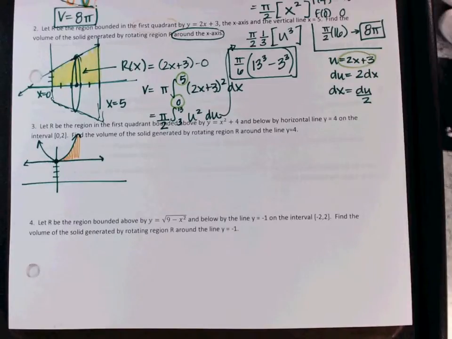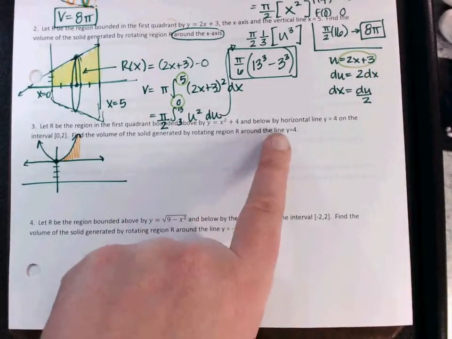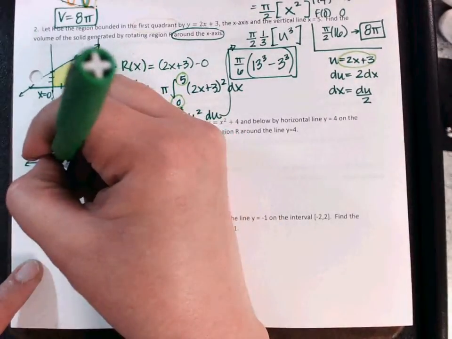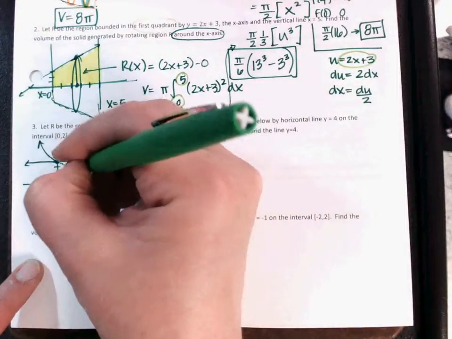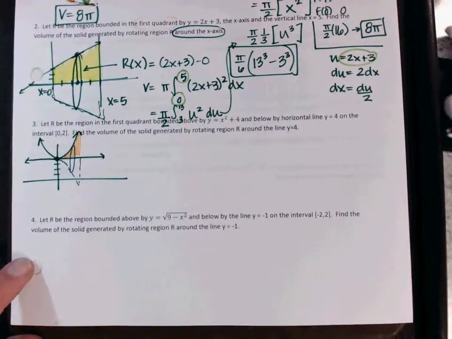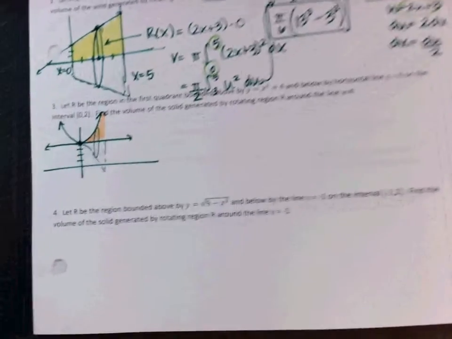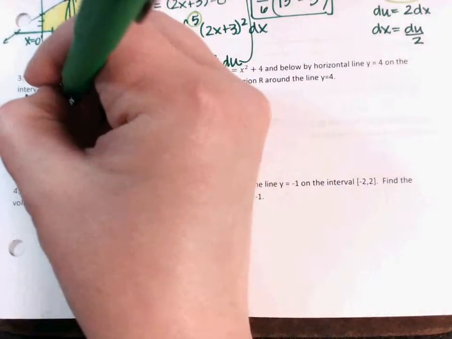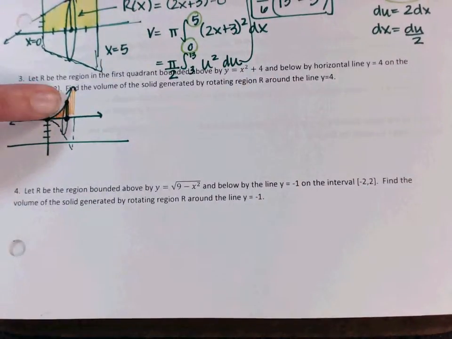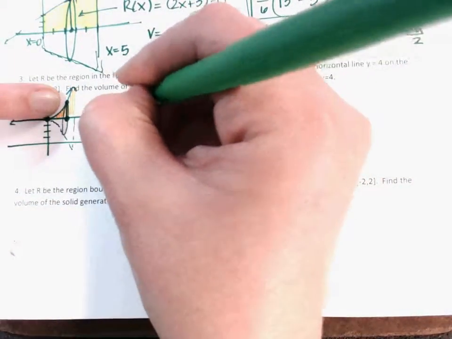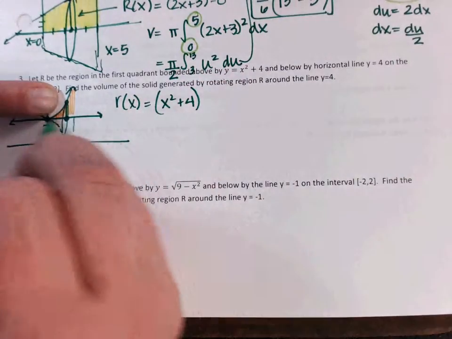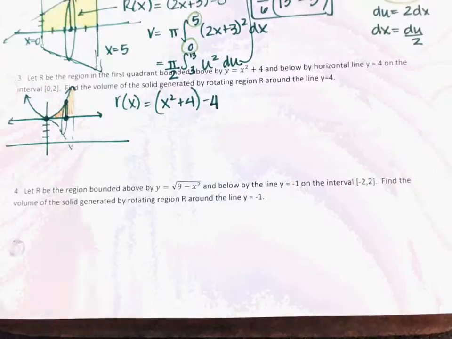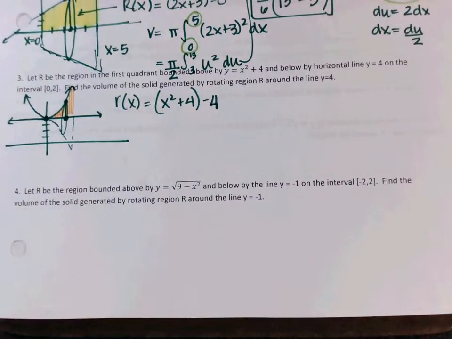Then it says, find the volume of the solid generated by rotating region R around y equals 4. That's going to put the other half of your graph here. So your graph, when I draw my circle in, is going to look like that. Now keep in mind that your radius is top minus bottom. When I draw it in, which function is the top of the radius touching? x squared plus 4, minus, and then what part is the bottom of it touching? 4. Now keep in mind, you are not going all the way down here because you only want the radius.